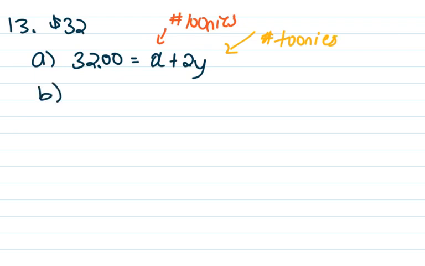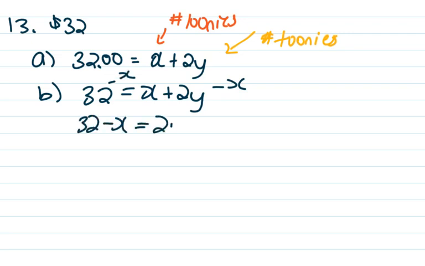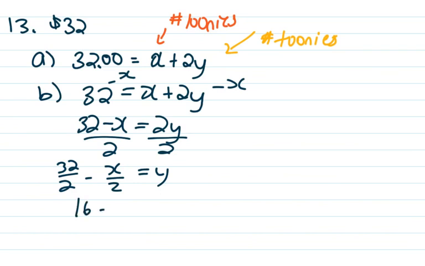B, write an equation to express the number of toonies in terms of the number of loonies. So I have 32 equals x plus 2y. I'm going to subtract x from both sides. 32 minus x equals 2y, and then divide both sides by 2. Now I have 32 over 2 minus x over 2. So 16 minus 1/2 x equals y.